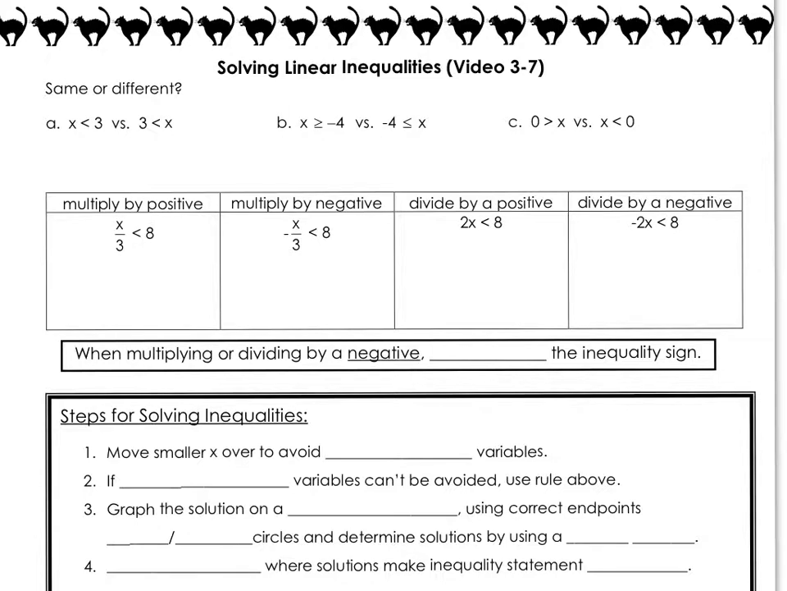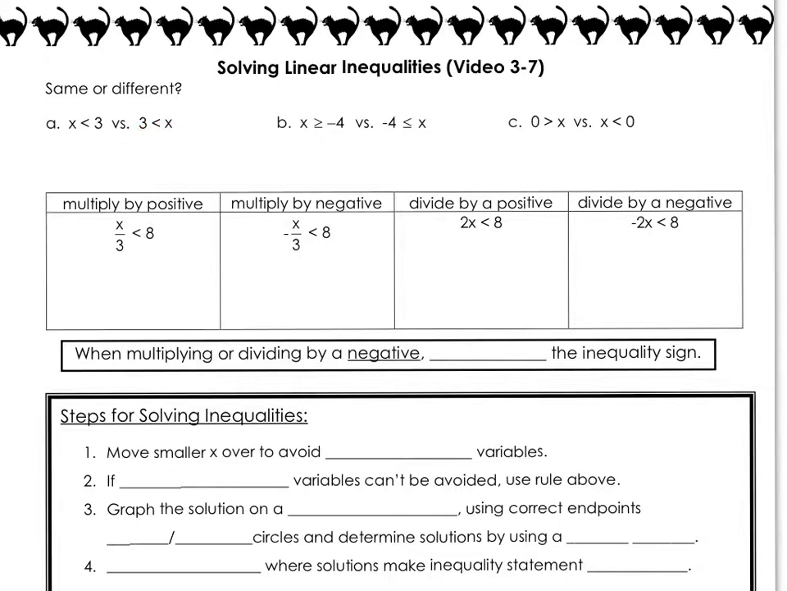So let's look first at these examples up at the top. X is less than 3 is what we read right here. So x is less than 3 versus 3 is less than x. Are those the same or different? Well, they're different because this one is saying that the 3 is bigger. This one's saying that 3 is less.